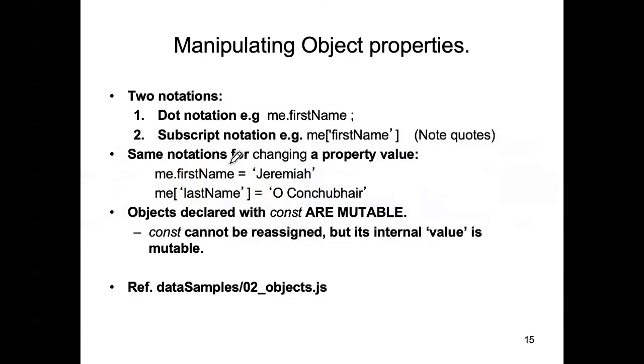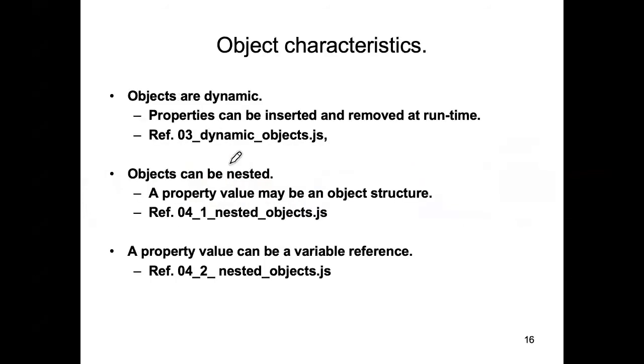So where are we? Yeah, we've covered all of that, I think. Some other characteristics of objects, I'm saying that they are dynamic. By that, I mean you can at runtime add new properties or remove properties from an object. When you declare the object, you do not have to have all of the key value pairs in the declaration. They can be changed at runtime so that the object can expand or contract.